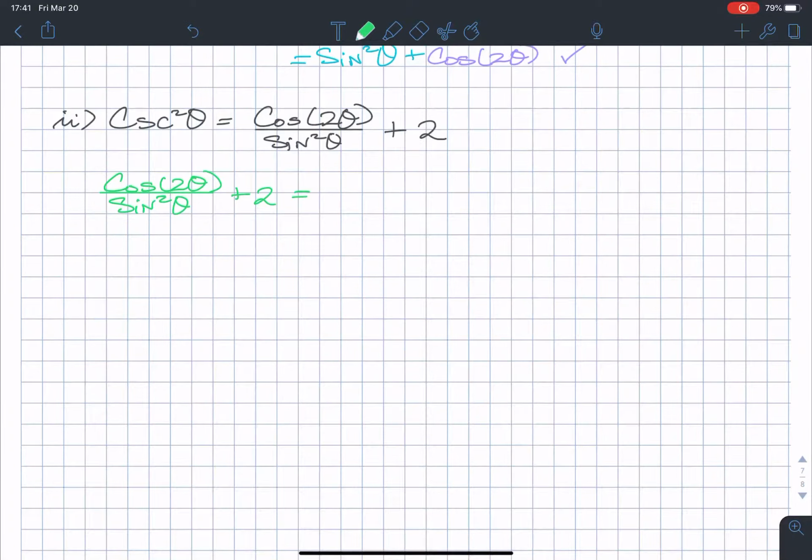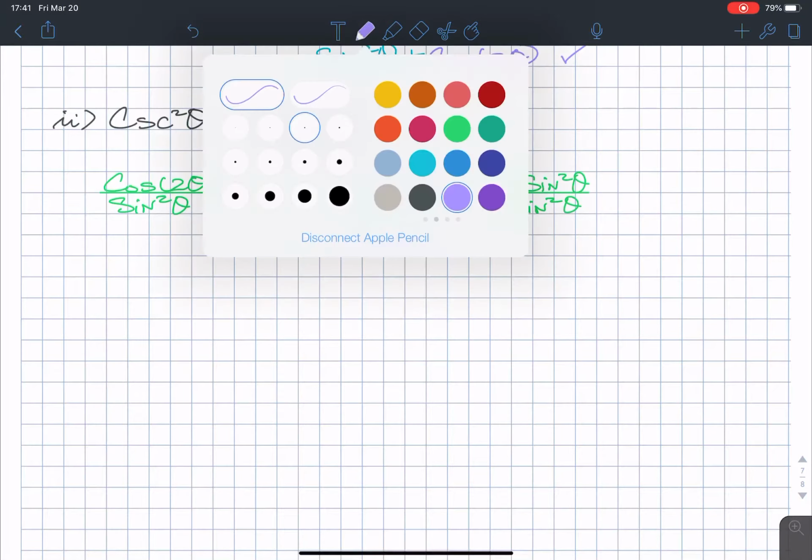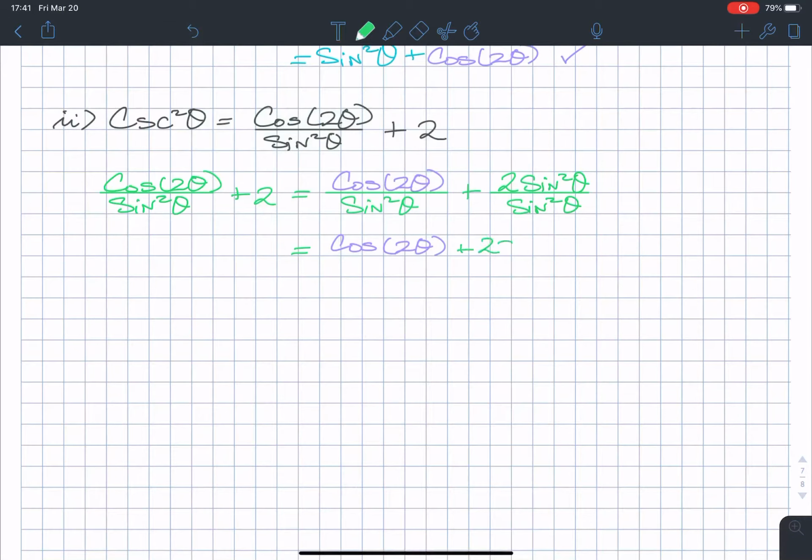Okay, so I'm going to rewrite this. Let's color code a bit. So I'm going to rewrite cosine of 2 theta divided by sine squared theta plus, if I multiply 2 top and bottom by sine squared theta, this will be 2 sine squared theta divided by sine squared theta. So now I have a common denominator. So I can write this as cosine of 2 theta plus 2 sine squared theta all over sine squared theta.